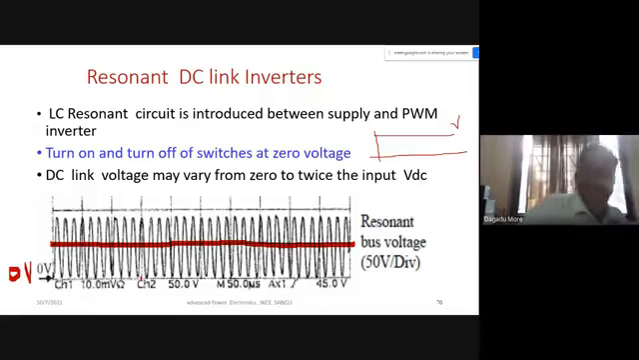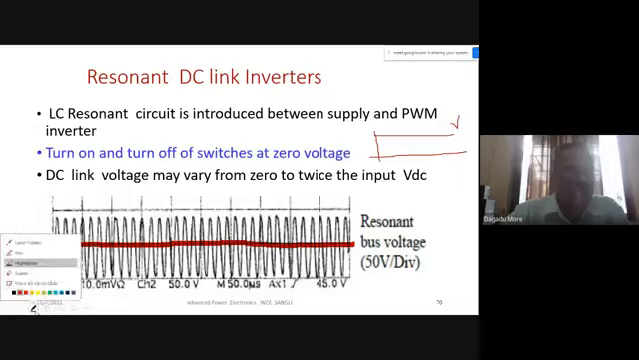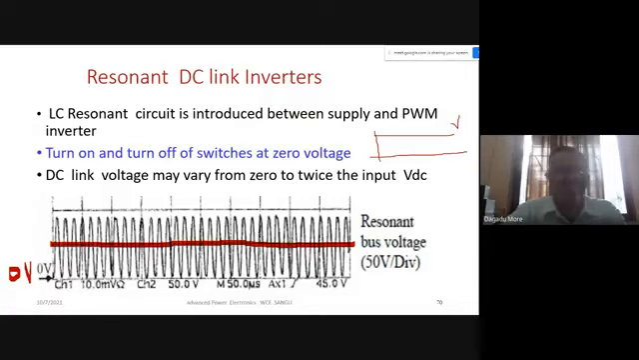But whenever we want to make the link resonate, we have seen that the DC link voltage does not remain constant here, as it does in a voltage source inverter. It will be resonating like this, as we have shown here. It is at high frequency, swinging between 0 and double the VD.